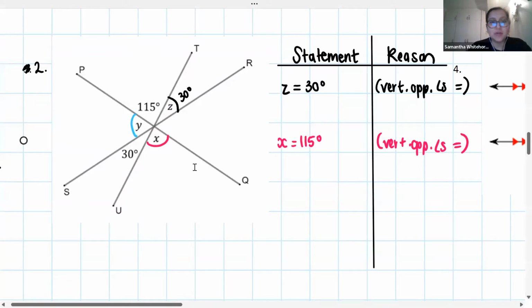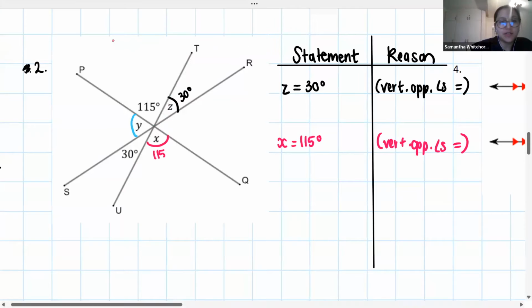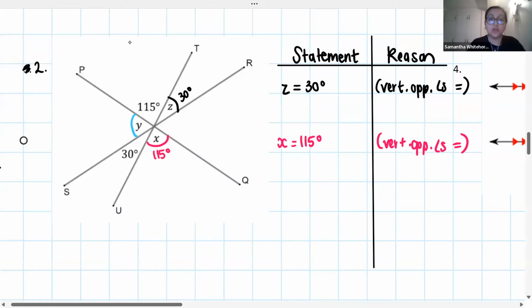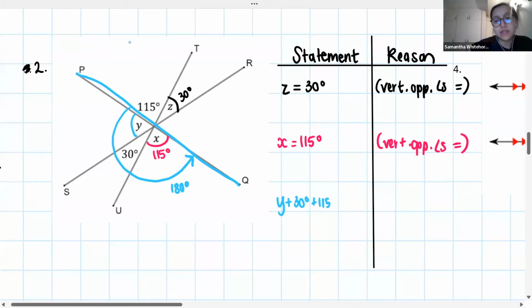Alrighty, guys, so awesome. We've got X, we've got Z. Let's have a look at Y. So let's just fill in X. This was 115 degrees. Okay, now guys, for Y, there's a couple ways that you can do it. It really is completely based on how you visualize and how you see this diagram. So I see it as, here's a straight line PQ, Y plus 30 plus 115 has to give me 180 because they're adjacent angles on a straight line. So that means that Y plus 30 plus 115 must give me 180, angles on a straight line. Whoops.